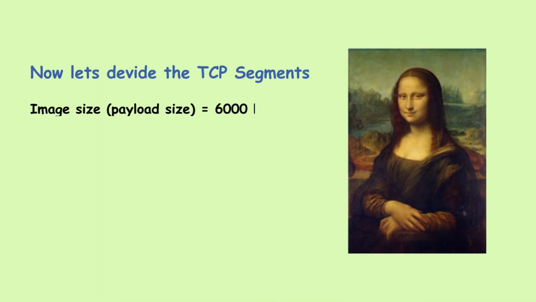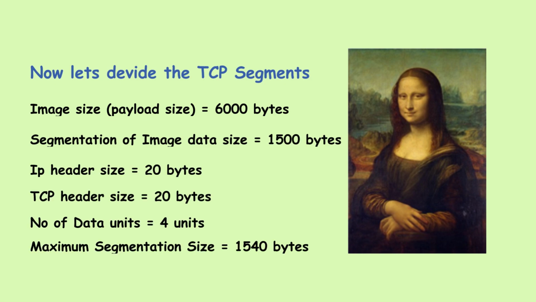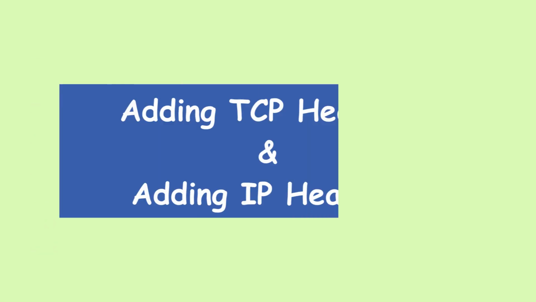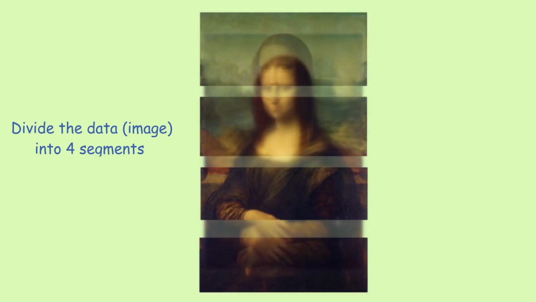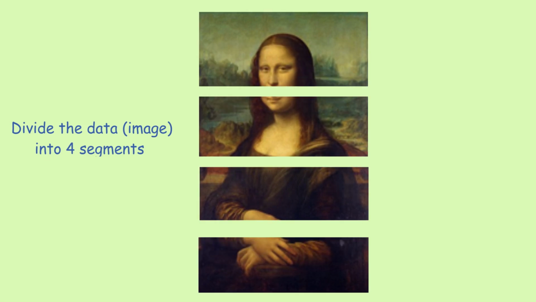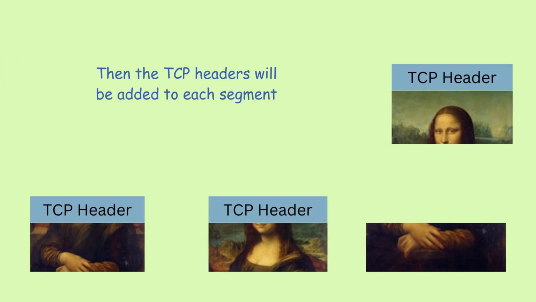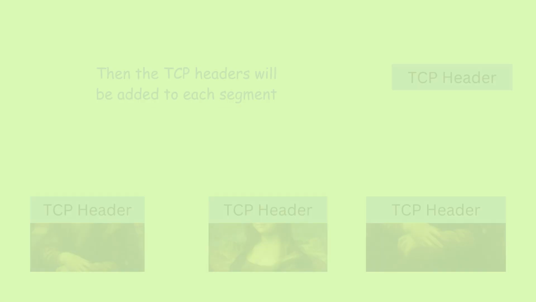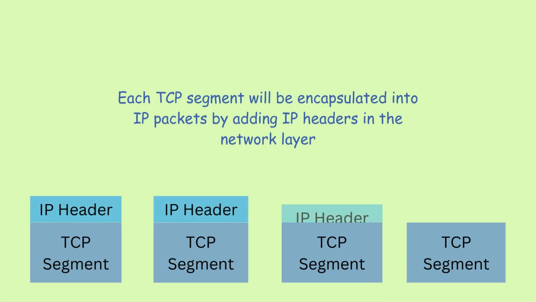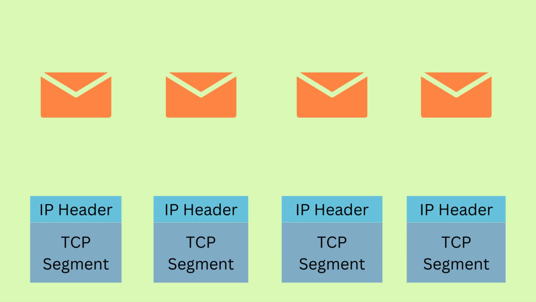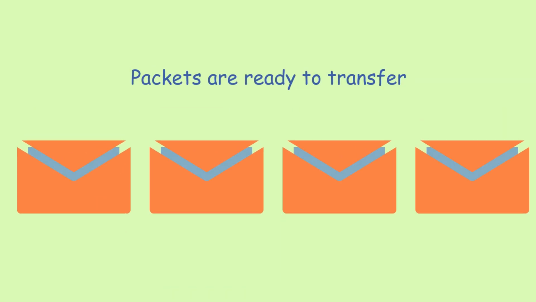Now, let's divide the TCP segment as shown on the screen, including IP headers and TCP headers. We will divide the data, in this case the image, into 4 segments. Each segment will have a TCP header on top of it. Each TCP segment will be encapsulated into IP packets by adding IP headers in the network layer. Finally, the packets are ready to transfer.